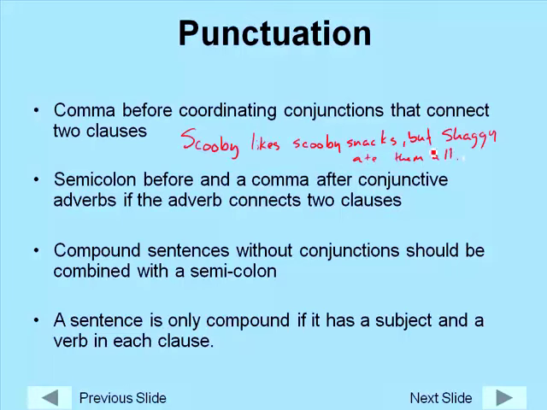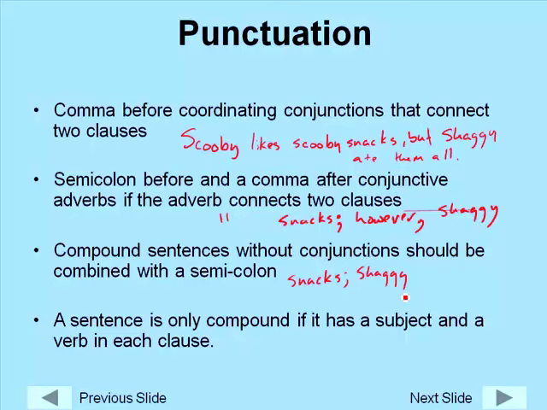A semicolon before and a comma after conjunctive adverbs. So if I took that same sentence, Scooby likes Scooby snacks, I'll just put the ditto marks so I don't have to rewrite it again. So snacks, semicolon, however, comma, Shaggy, and the rest would be the same. If I don't have anything between the two, so if I just have Scooby likes Scooby snacks, semicolon, and then Shaggy. Okay, I can do that. I can use a semicolon to connect those two sentences.